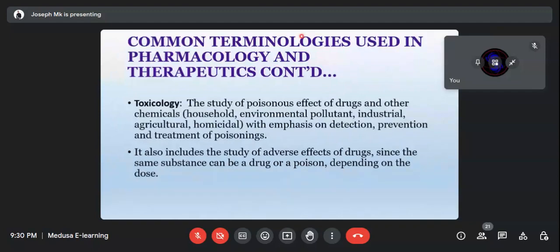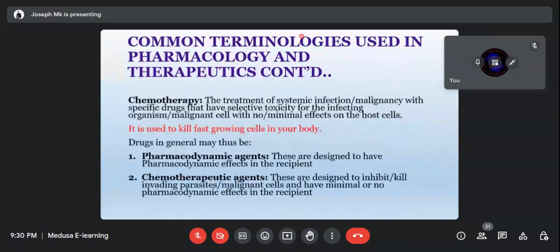Okay, so from here we move to chemotherapy. So chemotherapy is simply the treatment of systemic infection. Let me just put it in short. Chemotherapy is also the treatment of diseases, but what type of diseases? Take for instance, if we talk of cancer, it's not every condition where we can use chemotherapy, because I've put an example here.